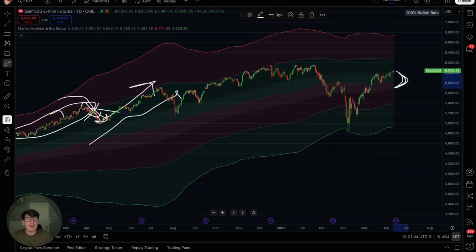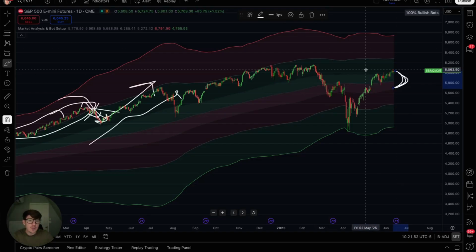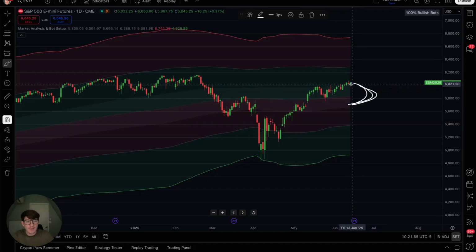And so there's a lot of different scenarios for when we're inside of the neutral zone, and that is looking at the current trend. Over the last 30 days, what is the trend? Now, this is super easy to assess. You go, okay, the market's here, and where was it over the last 30 days? So if we go back 30 days, you can see right here is June 12th. If we go back to simply just May 12th, you can see it's right here.